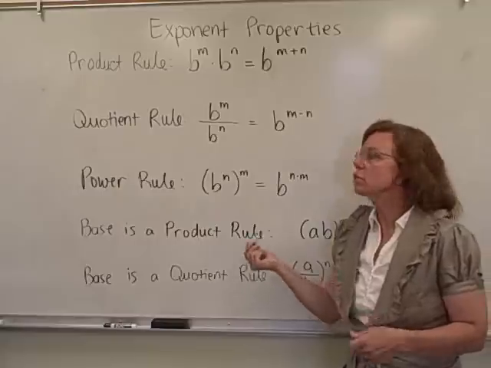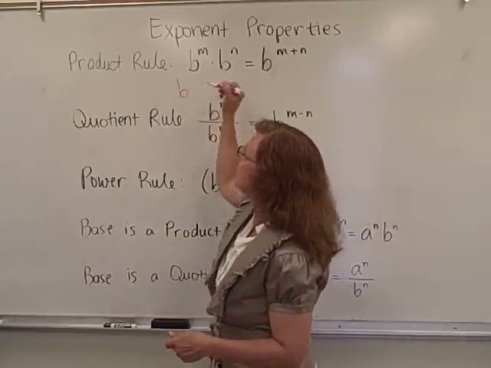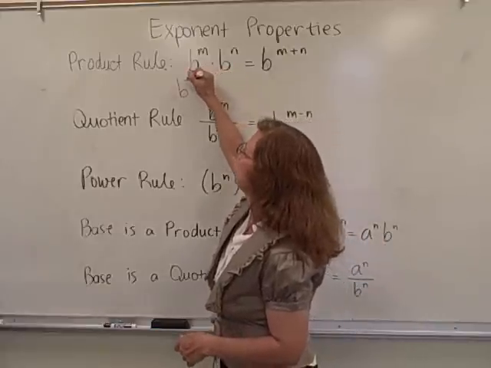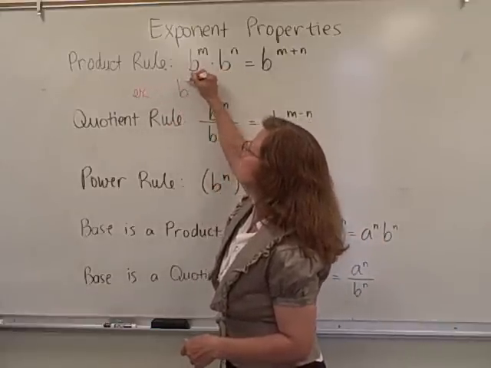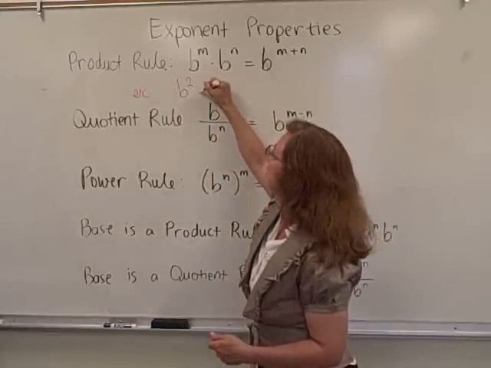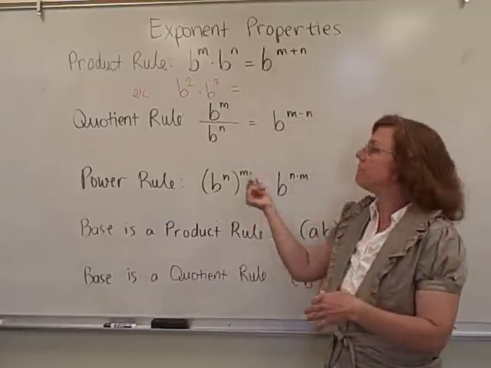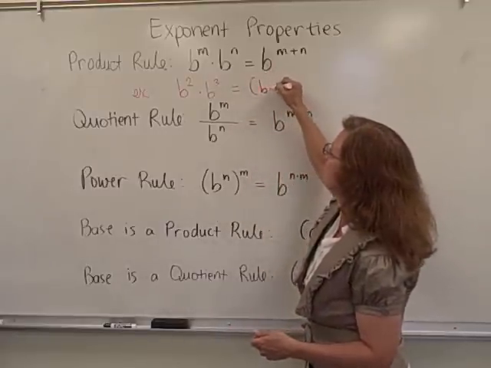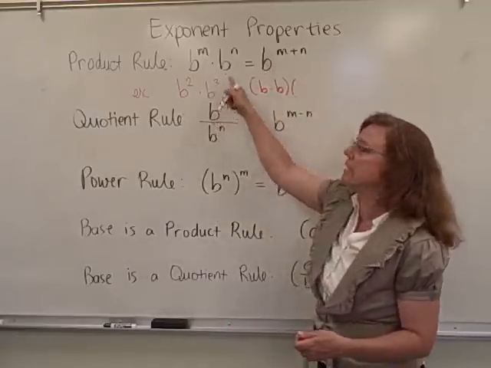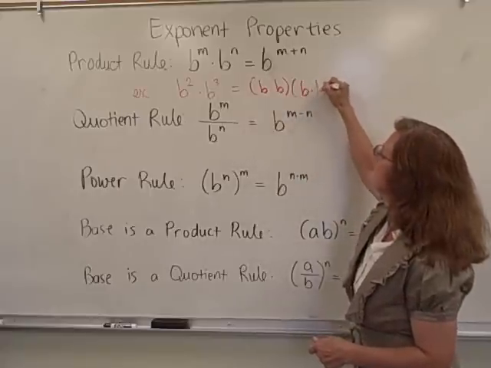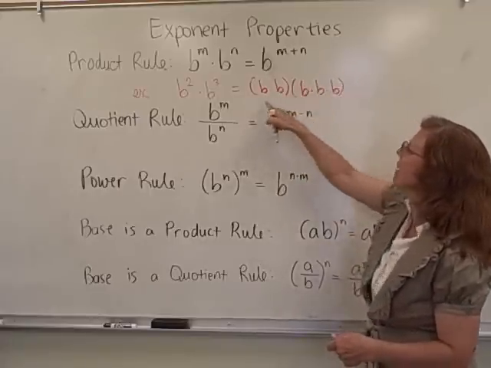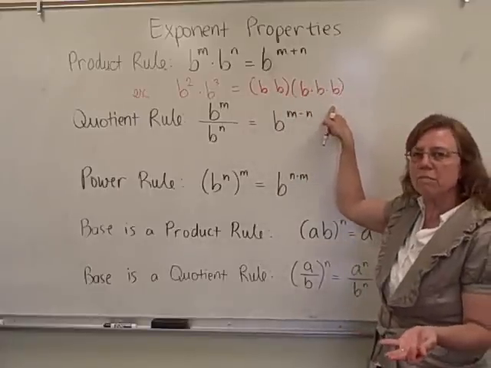And to see why that's true, if you take some really small, easy numbers to work with, for example, if we did b squared, b to the second, times b to the third, and just use our definition from before, b squared means b times b. b to the third power means b times b times b, right? So count them up. How many factors of b are there?